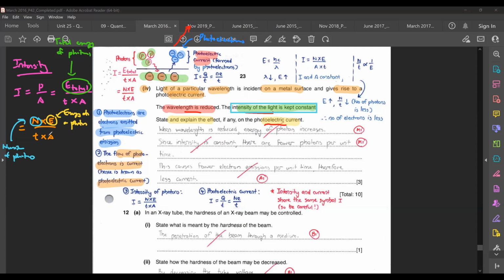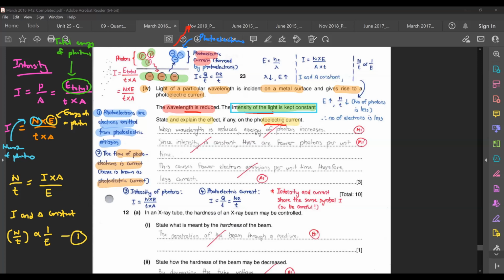You can actually say that from this intensity equation, the number of photons per unit time is equal to your intensity multiplied by your area divided by your photon energy. Now, if intensity and area are constant, that would mean that the number of photons per unit time is inversely proportional to your photon energy. This is relation number one.